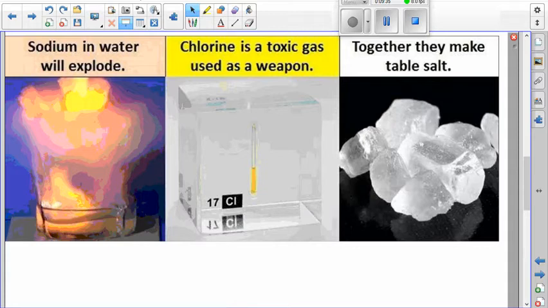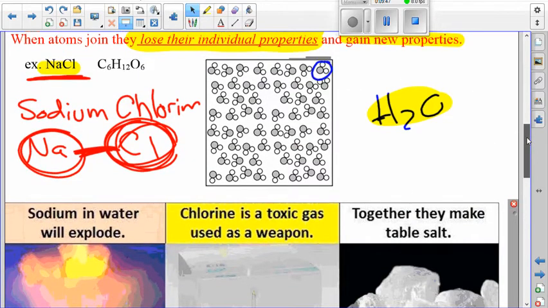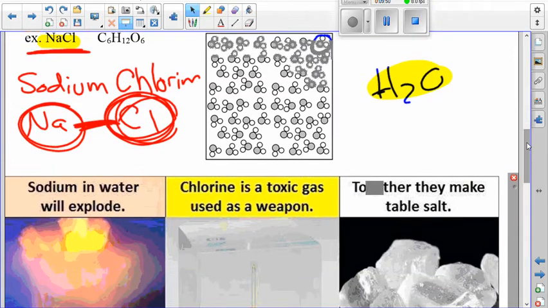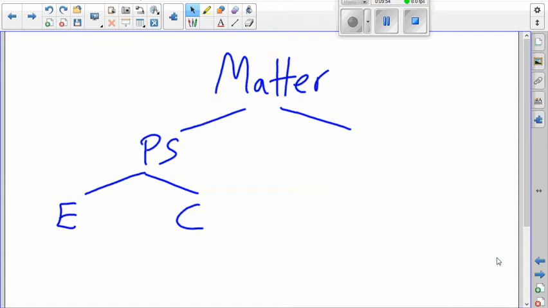So you see how you have two individual elements and when we put them together they make a third completely different thing with totally different properties. That's what I'm talking about, how they lose their individual properties. So a little NaCl, sodium chloride, NaCl. That's what I sometimes say when I'm being a dork. NaCl. All right. So with our tree so far, if you have a pure substance, everything in the box is the same, quote unquote.